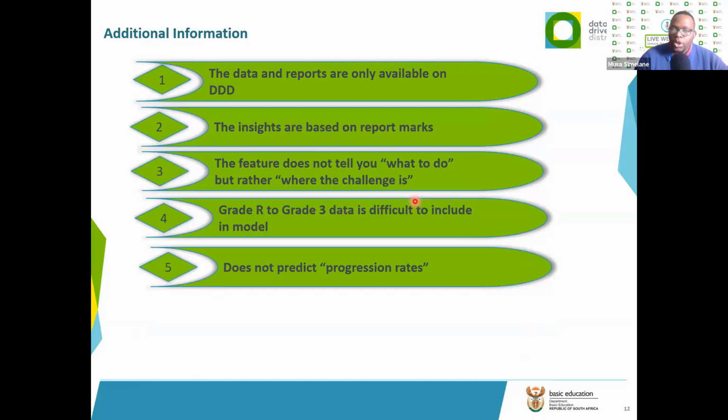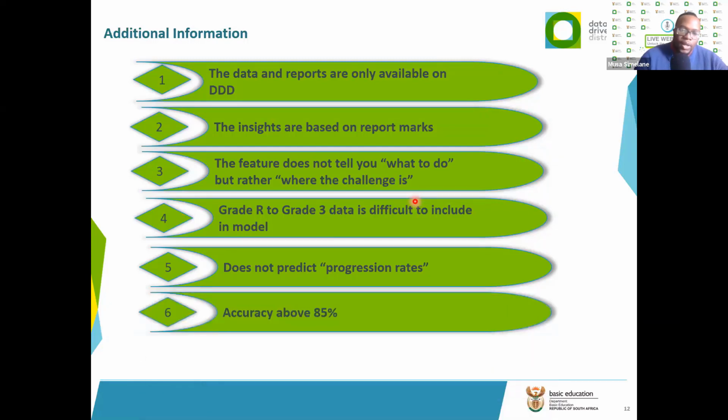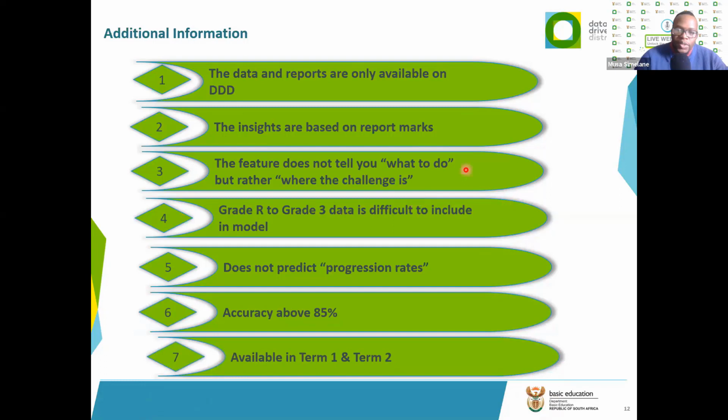It does not predict progression rates. It's unable to tell you, okay, these are the learners that are going to be progressed. That, unfortunately, is a domain of policy. And like I said, it's not telling you what to do to progress a learner. That would be telling you what to do, but it simply tells you where the challenge is. However, it does make for good data to input in the process of putting together our progression rates. And as I've noted, the accuracy is above 85%, and it's available in term 1 for the previous year and from term 2 onwards in the year that we are on.